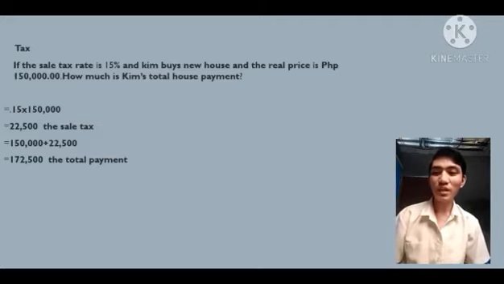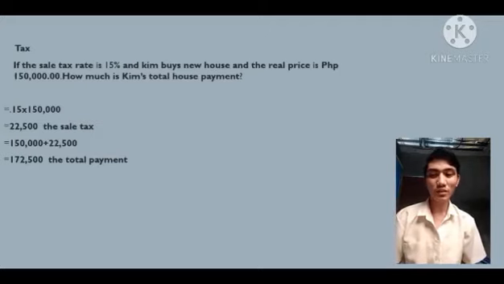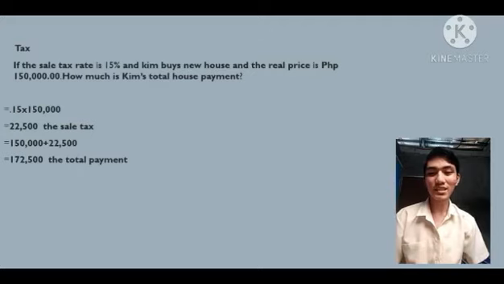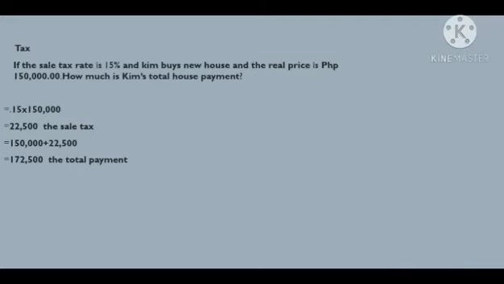Then we add 150,000 and 22,500. The total is 172,500. This is the total house fee.